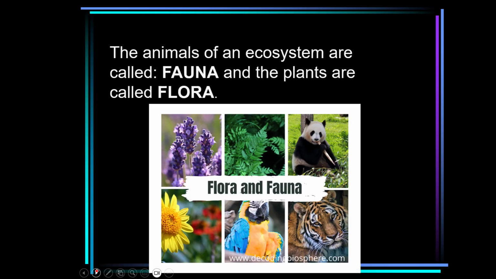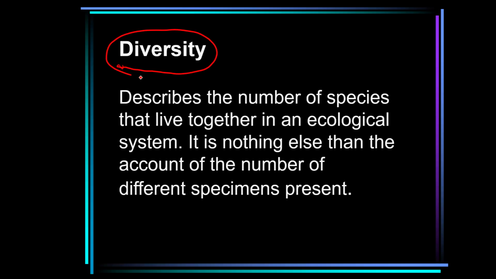Okay, the animals of the ecosystem are called fauna, and the plants are called flora. Don't mix that. Diversity describes the number of species that live together in an ecologic system. It is nothing else but the count of the number of different specimens present. So if you think about Smith Mountain Lake, does it have a high diversity? You might see a lot of the same fish and you might see a lot of the same little clams. It's only like 5 or 10 species altogether. So it is very low diversity.